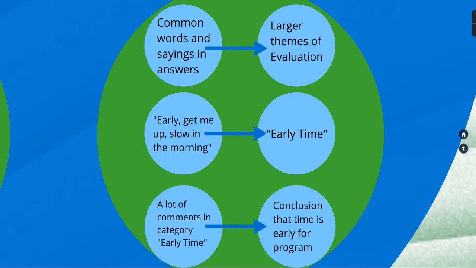I would title this category "Early Time" and put the relevant quotes of the answers, the parts mentioning the effects of the early time, in this category. Then, at the end, if the facilitators notice all participants or a majority of participants mention the program being early, they could draw the conclusion that the program could have started too early for people to exercise. And this is how you can use qualitative data.